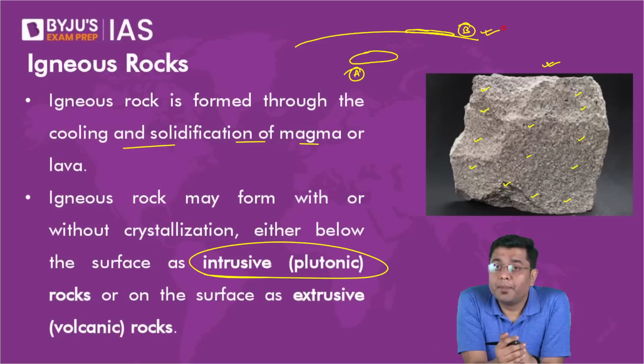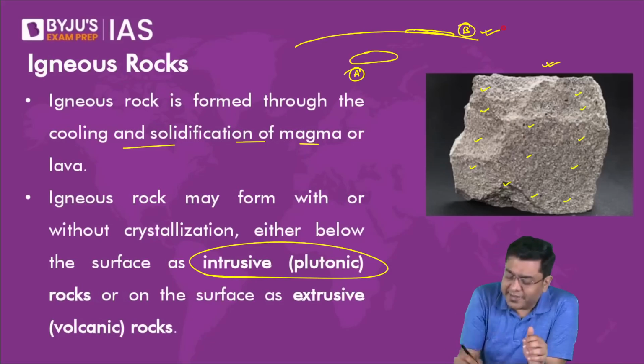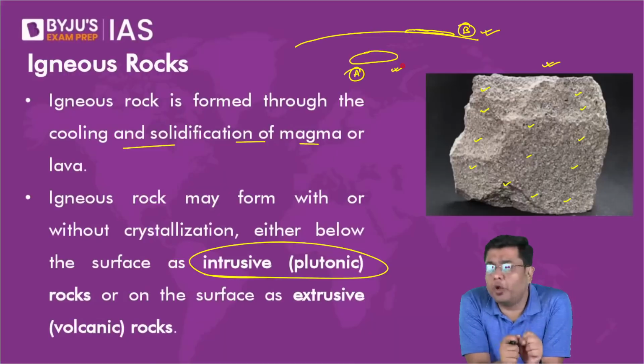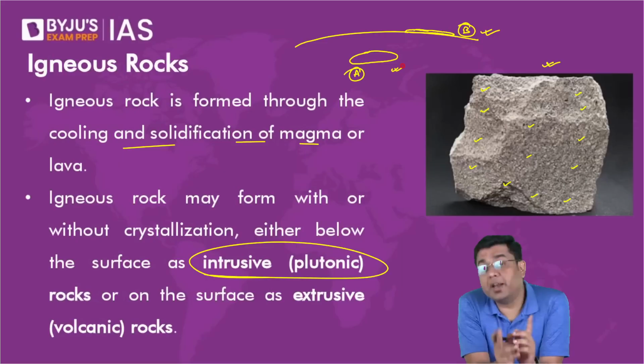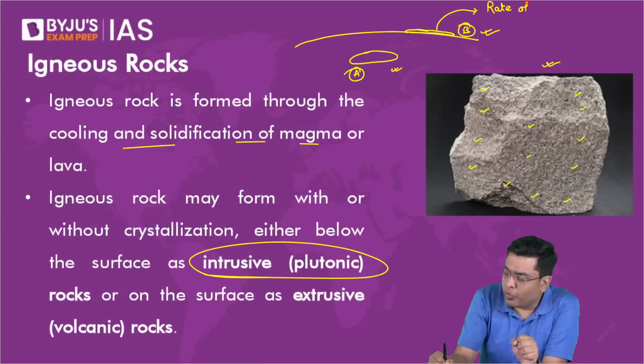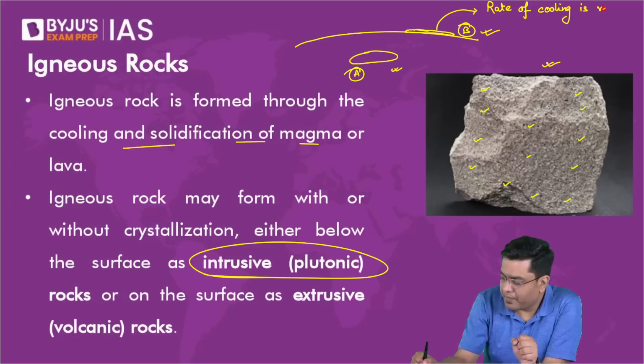Why? Because B is exposed to the outside atmosphere, which is much colder. And the other is cooling down in the interior, where the interior is already hot. So the cooling down process will also be slow, isn't it? So that takes us to another concept. Slowly we will come to another concept. So here we know that cooling down is faster. Rate of cooling is very fast. Rate of cooling is very slow.